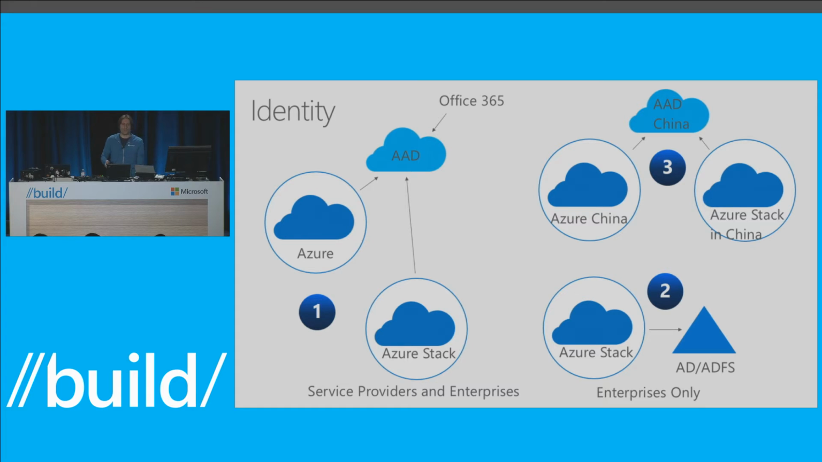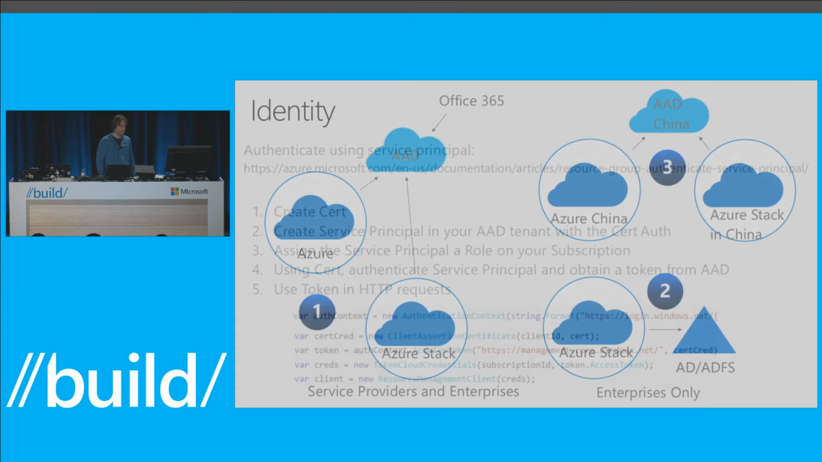Third mode is if you're going to China, that's a different instance of AAD. You're not going to authenticate against login.windows.net, just a different URL. And so Azure Stack can also be set up with a connection to China AAD, right? So all of these modes, just be aware, it's very important that these are the modes that the systems operate.